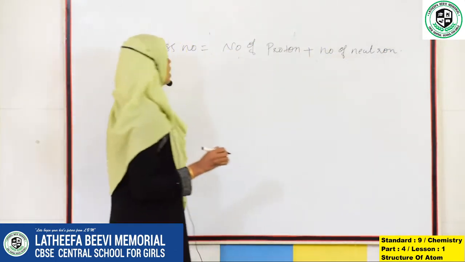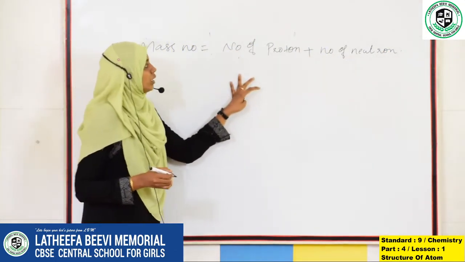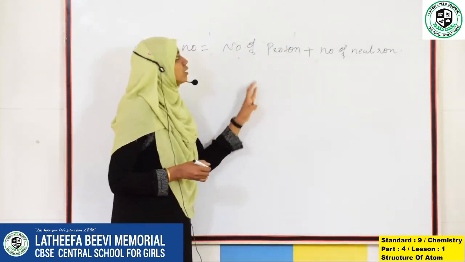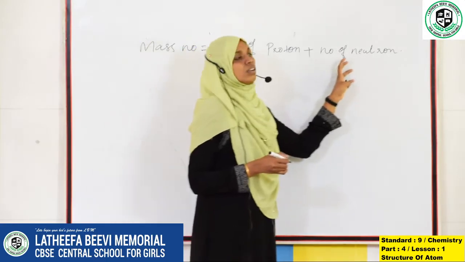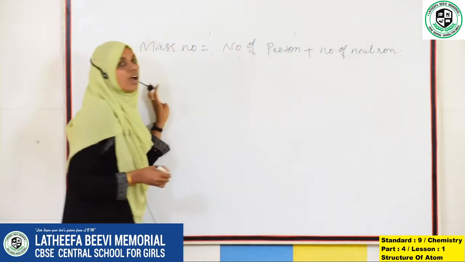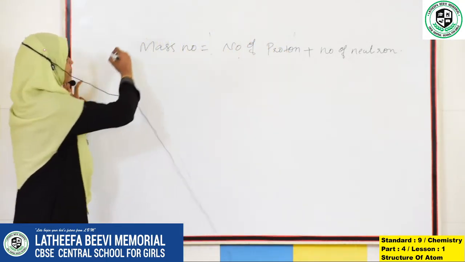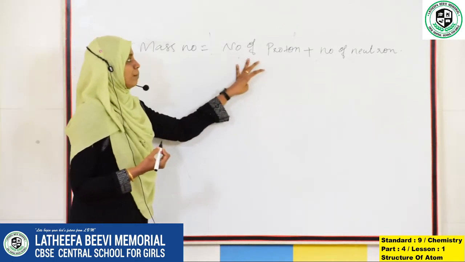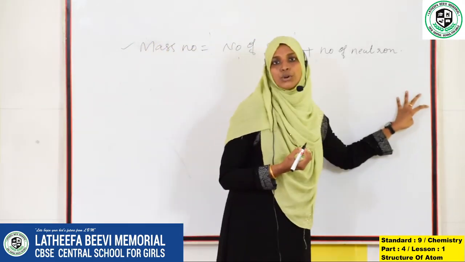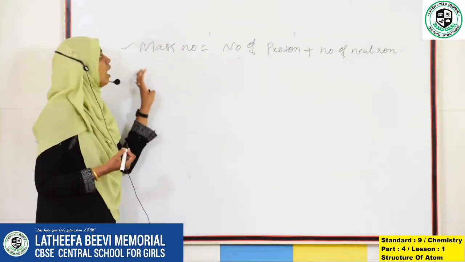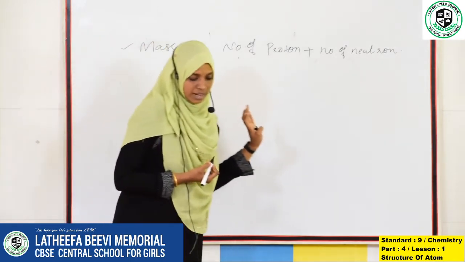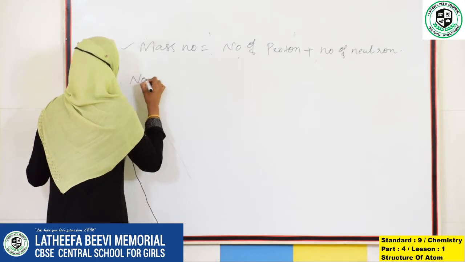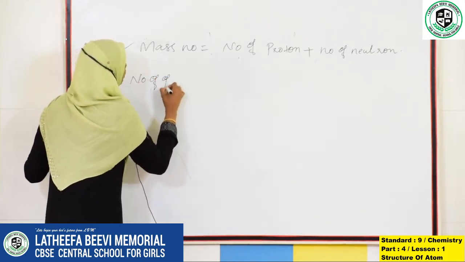What is mass number? Mass number is the total number of protons and the number of neutrons. When adding the total number of protons and the total number of neutrons, we get the mass number. So how can we calculate the mass number? Number of protons plus number of neutrons. Then the number of neutrons: how can we find the number of neutrons?